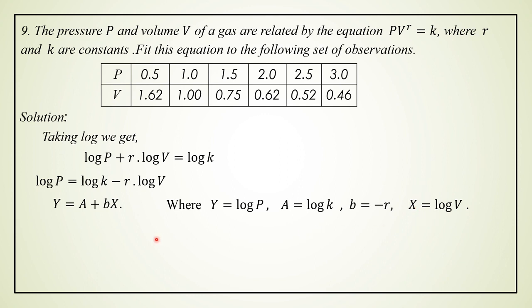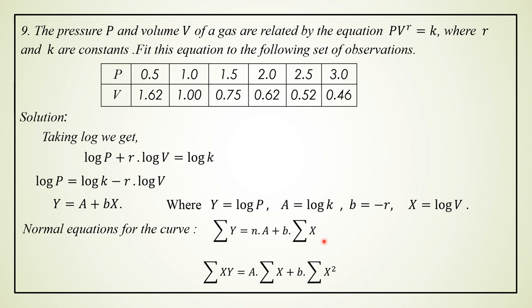We can easily write the normal equations of this curve. The first normal equation is obtained by taking the summation of the given equation, that is summation y is equal to n into A plus b into summation x. The second equation is obtained by multiplying x throughout and then taking the summation. So the second normal equation is summation xy is equal to A into summation x plus b into summation x square.